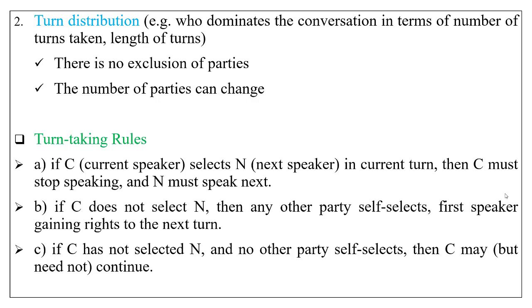C: If C has not selected N and no other party self-selects, then C may or may not continue. So if there are three people, C, N, and D, for example, and no one selects the other, and no one selects themselves to talk, then the first person who started the conversation might continue talking or stop.